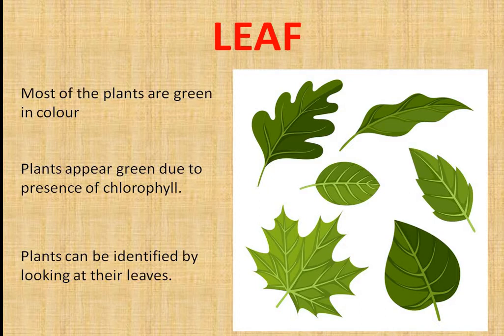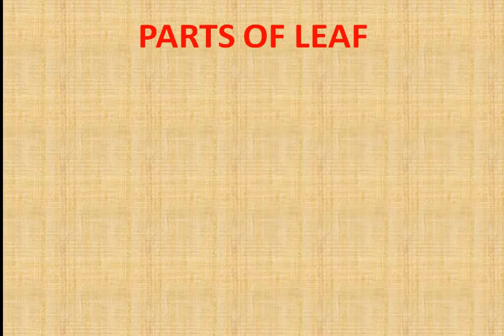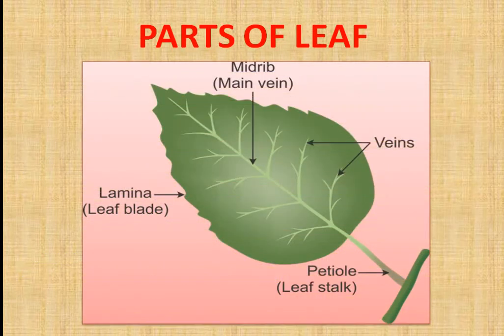Now next is, what are the different parts of a leaf? Let's discuss that. The different parts of a leaf are the main vein, that is called the midrib, the side veins, and the flat part is called the lamina or leaf blade, right? Some leaves have a broad leaf blade, whereas some have narrow ones. Each leaf usually has one main vein and many side veins.